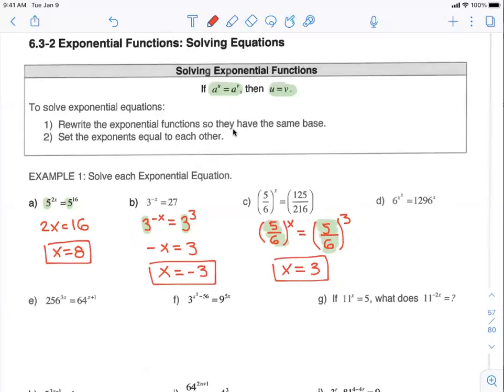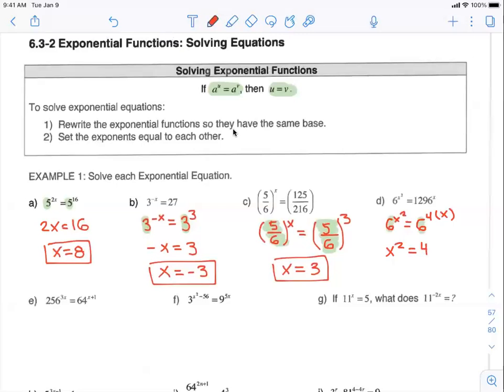Same thing in part D. Right now, they are not the same bases. We have one that is 6 and one that is 1296. So how do we get them to be the same? You can use your calculator to figure it out. This is not one I would expect you to memorize. But 6 to the fourth is 1296. So we're going to say 6 to the fourth, and then you still have that x. Once again, your bases are the same.